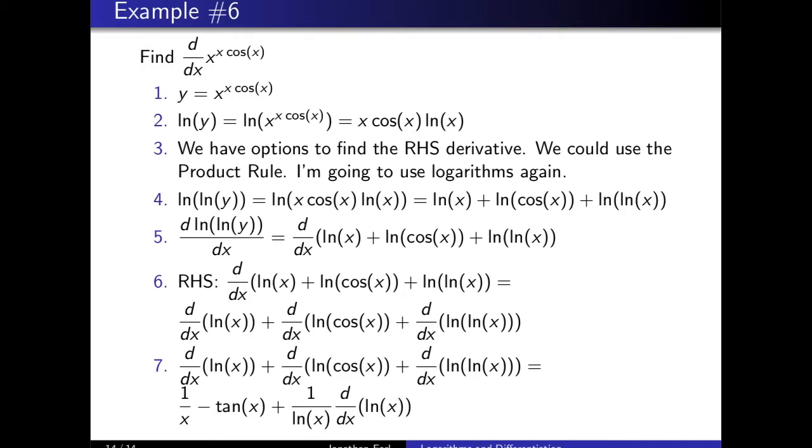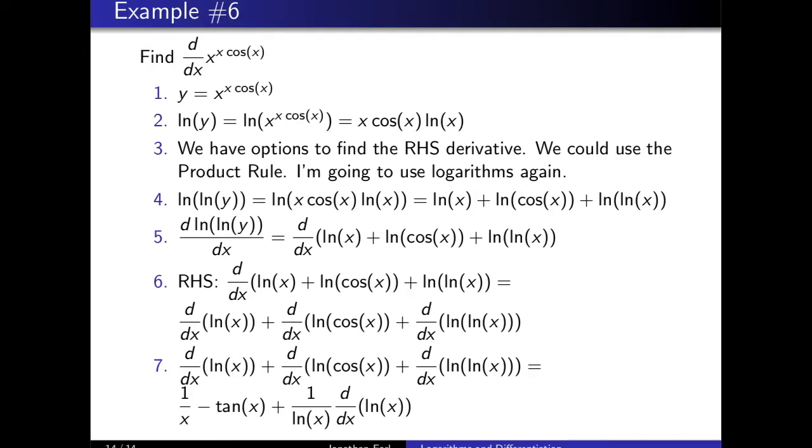Okay, and then the last one that we're going to do is x to the power of x cosine of x. So we'll say that y is x to the x cosine of x, and ln of y is x cosine of x ln of x. And we have some options here. So one is we could go and do the product rule on the right-hand side, so we'd have 3 different functions. We could totally do that.